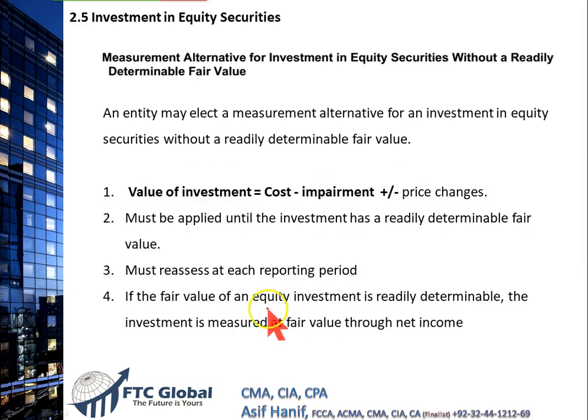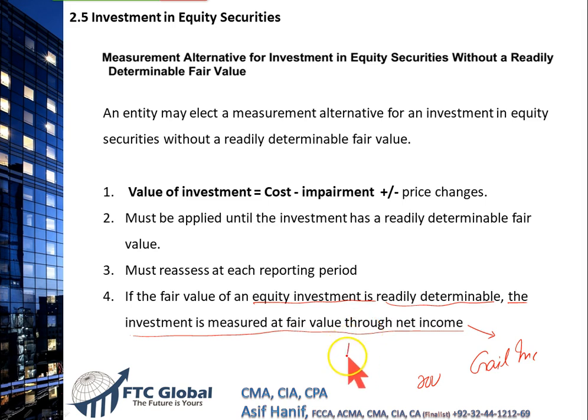Once for these equity investments there is a readily determinable fair value, the investment is measured at the fair value through income statement, exactly in the same way as we have treated our investment in Gale Incorporated, those 200 shares that we bought at a certain price. We bought it at $100 each, then the market value fell to 90, and then it rose to 115. So we'll treat these options, these warrants, in the same way as we have treated these 200 shares with Gale Incorporated, right? That's the point to be remembered.